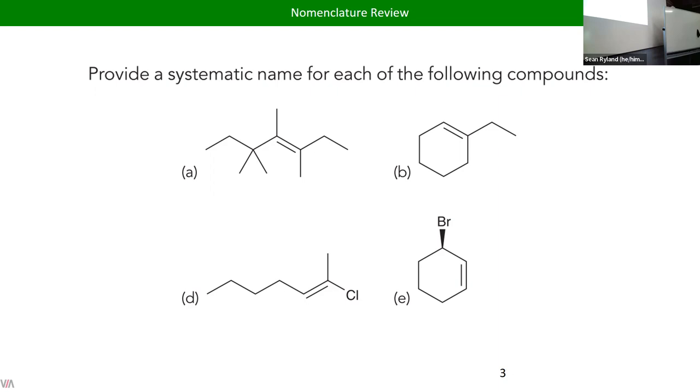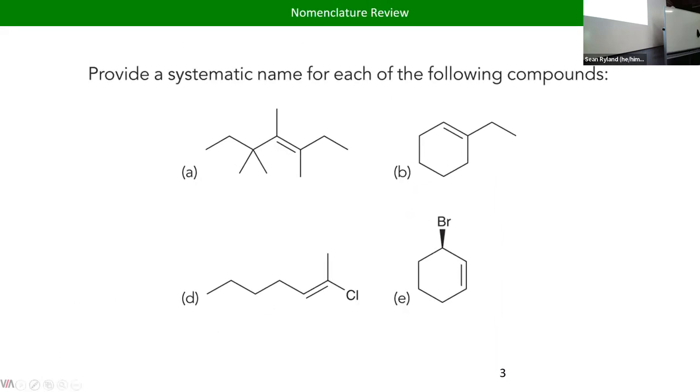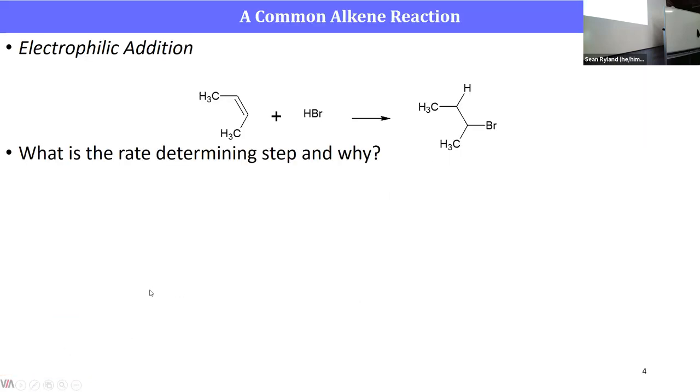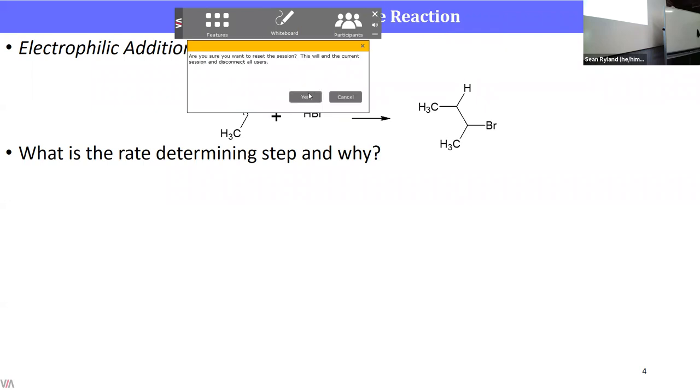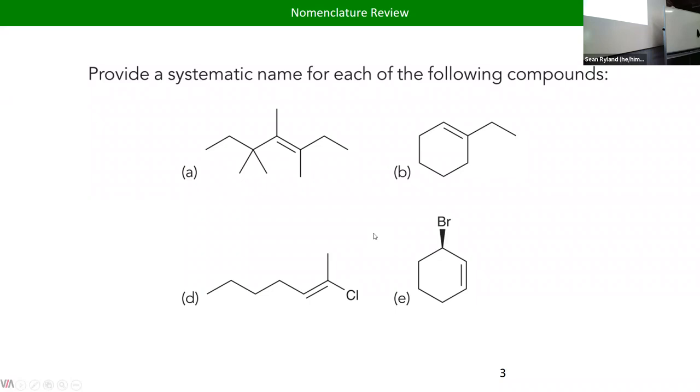So 1, 2 is always going to be the double bond when we're dealing with the cyclo structure. Okay. So we would still want to keep the bromine as low as possible, but we would be counting from here to start. 1, 2, 3.